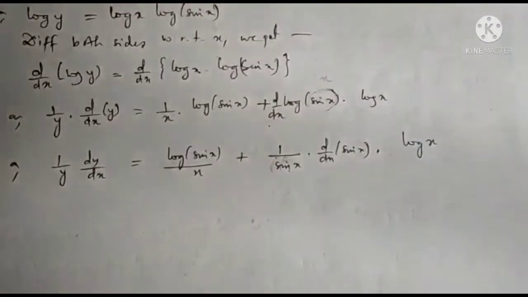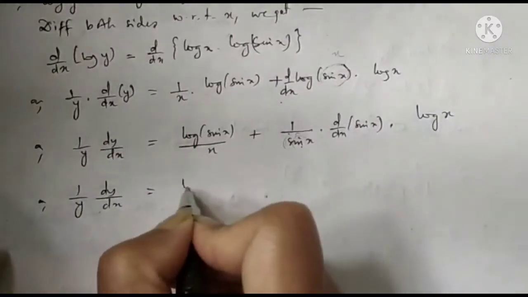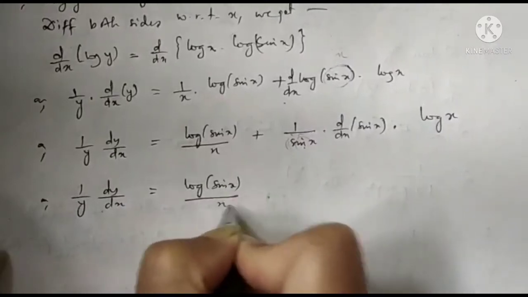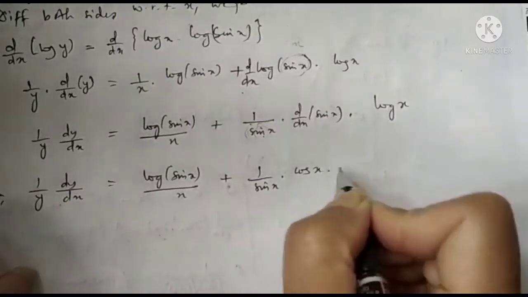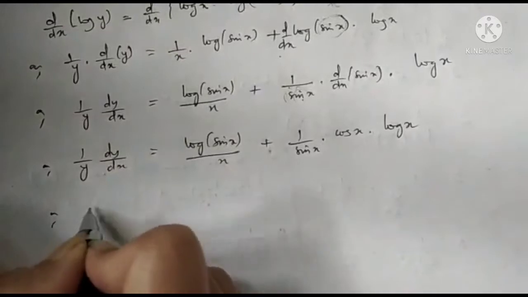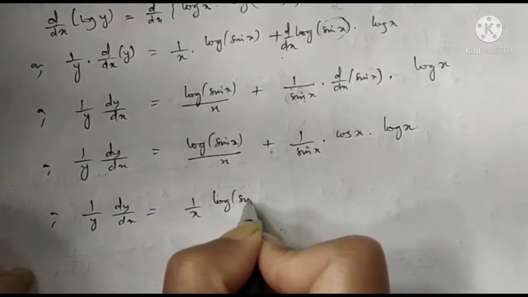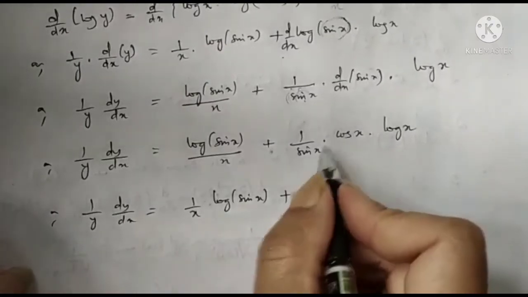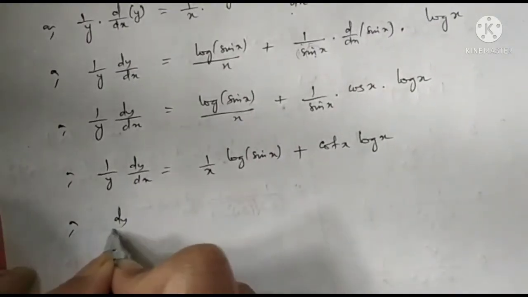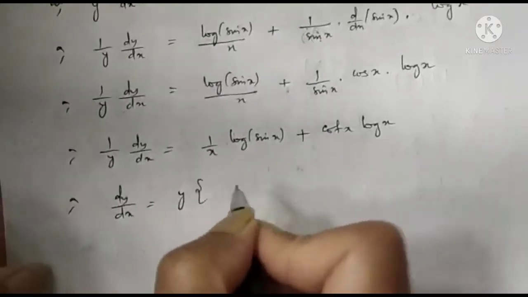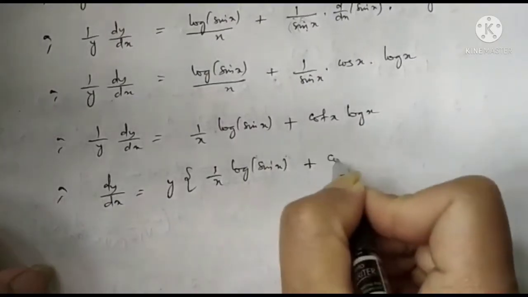Into log x. Okay, so this will be 1 by y dy by dx equals log sine x by x plus 1 upon sine x into d by dx of sine x, which is cos x, log x. So this will be 1 by y dy by dx equals 1 by x log sine x, it could be written in a better way like this, plus cos x upon sine x is cot x, log x.